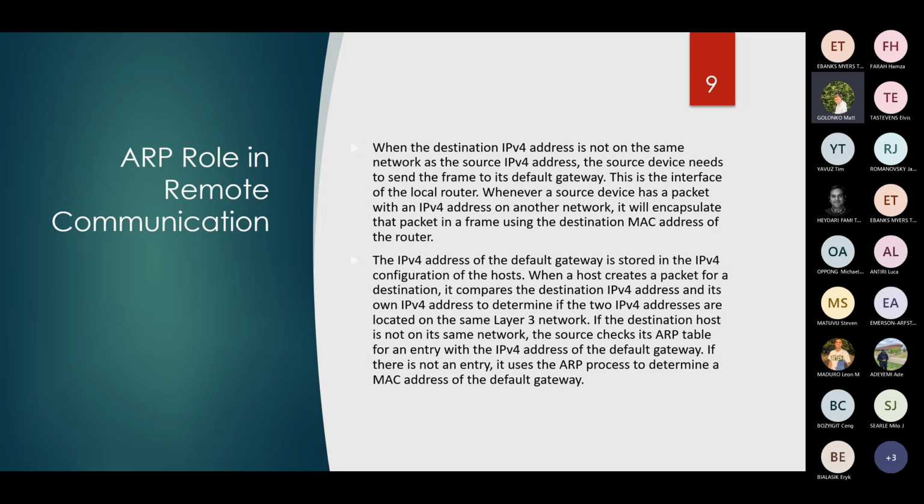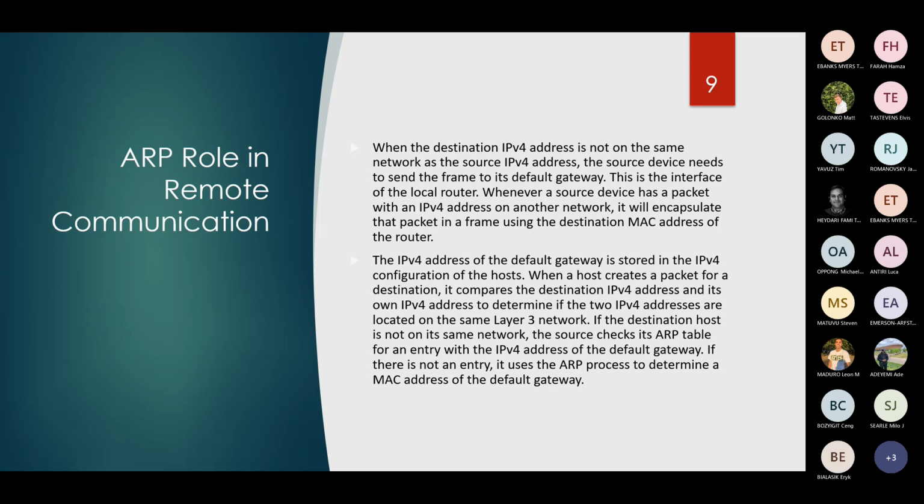The IPv4 address of the default gateway is stored in the IPv4 configuration of the host. When a host creates a packet for a destination, it compares the destination IPv4 address and its own IPv4 address to determine if the two IPv4 addresses are located on the same layer 3 network. Read that sentence again. Two different surnames or two similar surnames, yeah?